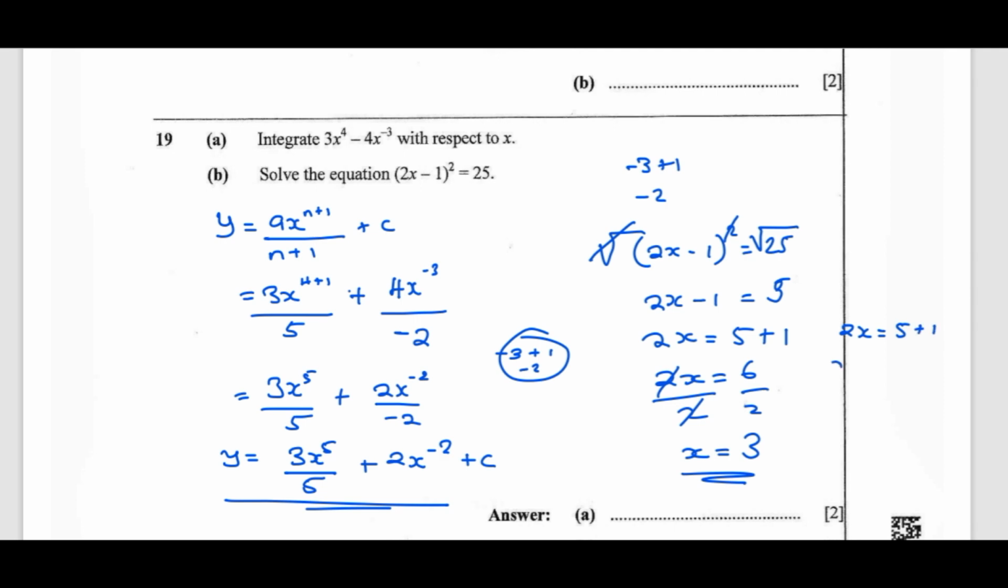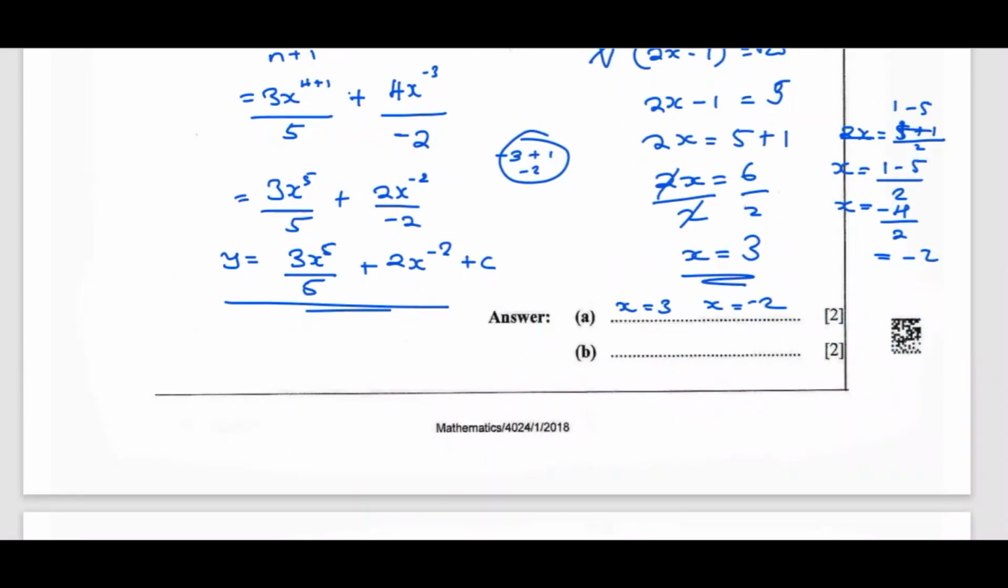So we can say x is equal to 1 minus 5 over 2, which is x. Where is this 2? So we've introduced a 2 there, and then here 1. Okay, we can say 1 minus 5. For us to have a negative, we would say 2 into, so we're going to have negative 4 over 2, and then what are we going to have? Negative 2. So the answer is x is equal to 3, and then x is equal to negative 2. Okay, so we can move.